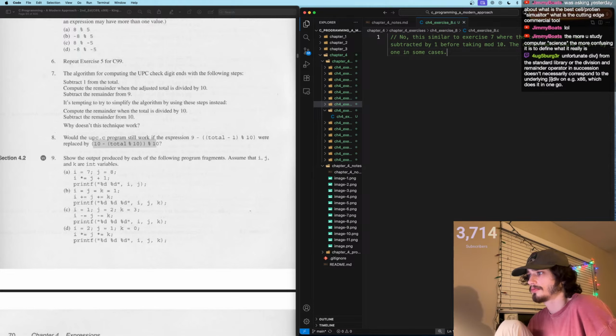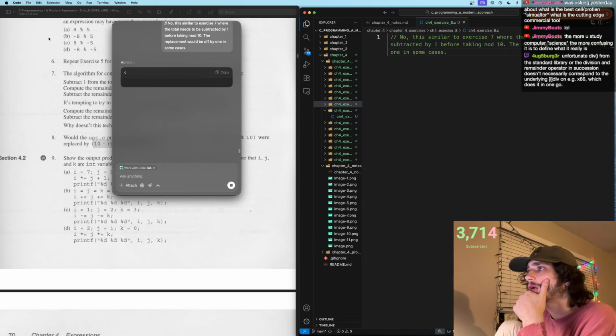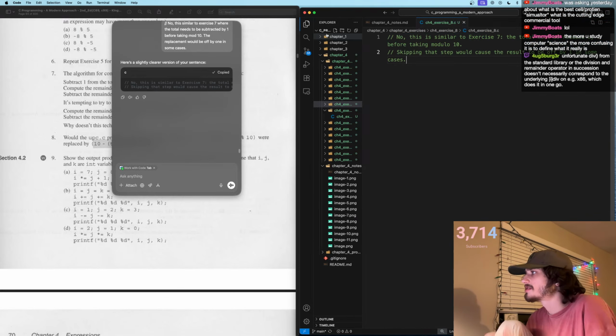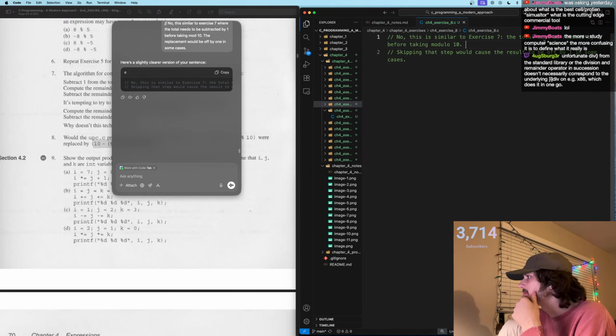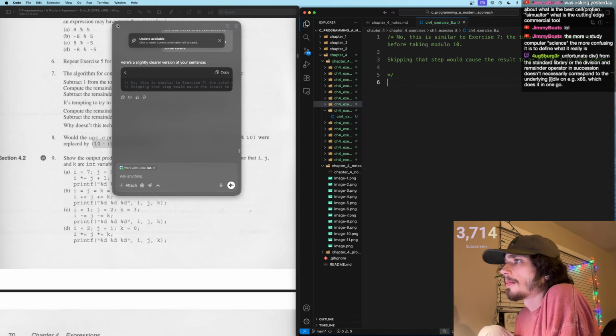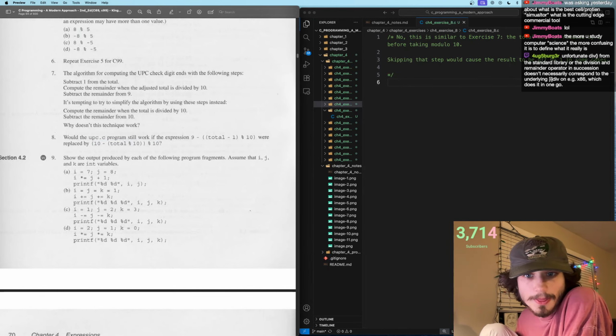So let's see here. Okay, so let's see what it had to say. It said, this is similar to exercise 7. The total must be reduced by 1 before taking modulo 10. Let's just do this. Okay, nice.